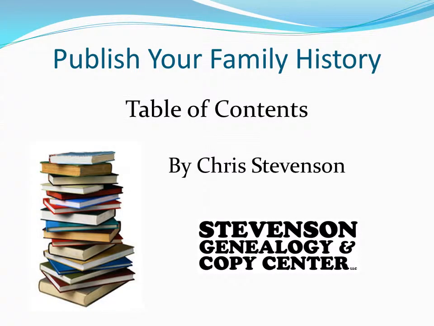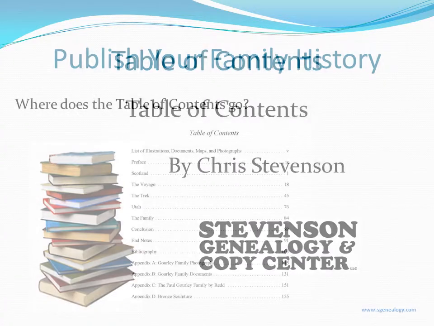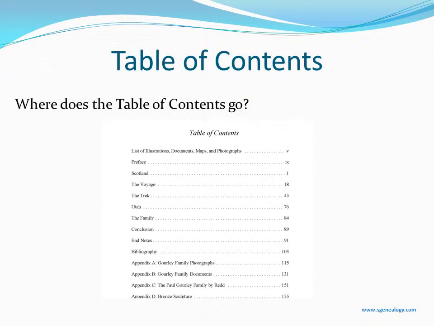So we're going to cover table of contents, indexing, and footnotes. Those three things. Those are some kind of technical things that we can cover and go over quite easily. So, first of all, the table of contents. What's the value of a table of contents? Where does it go? What should you include on it? What do you do about pictures and illustrations?